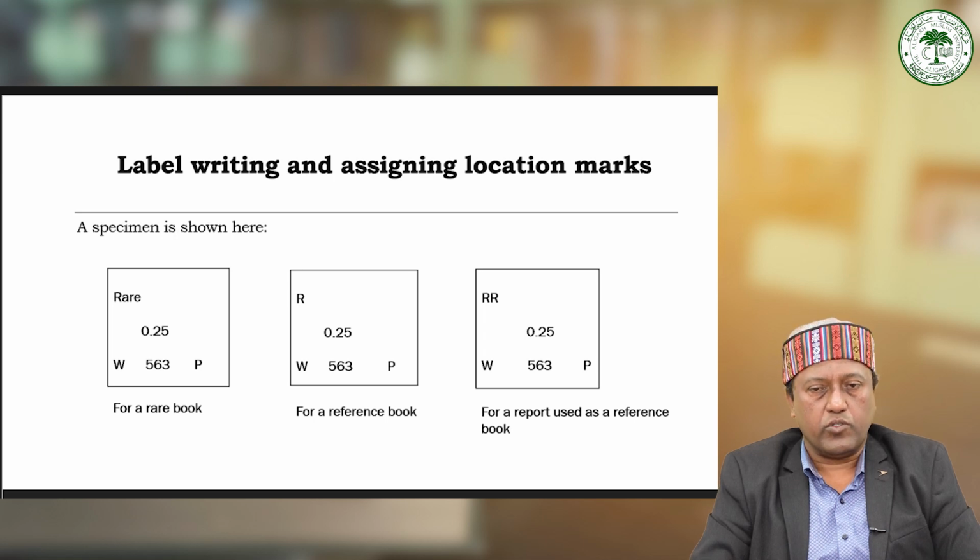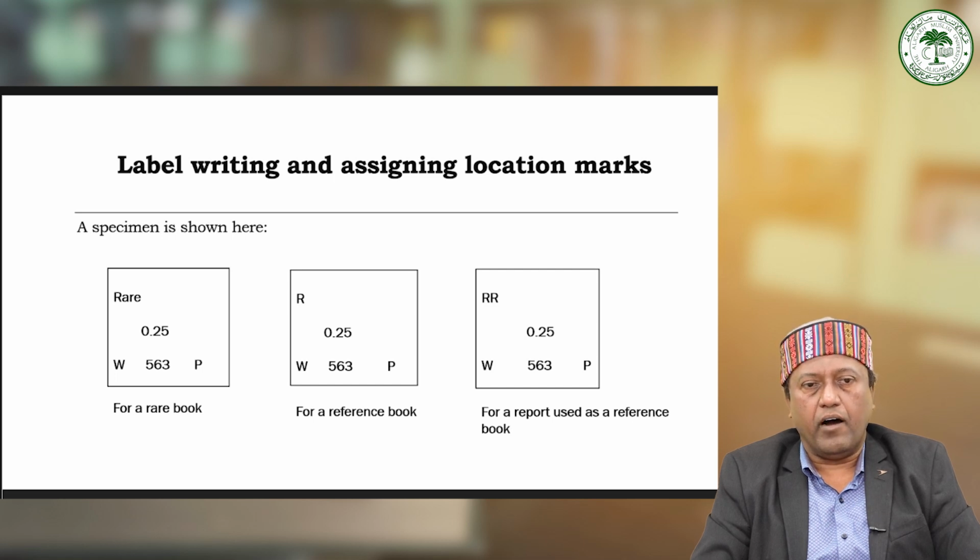Here you can see you have the location mark, the class number, and the book number. When you put all these three things together, the location is clear, the class number is clear, and the book number is clear. So the spine labels basically contain both the call number and the location mark of the book, which are written on the upper left hand portion of the label.